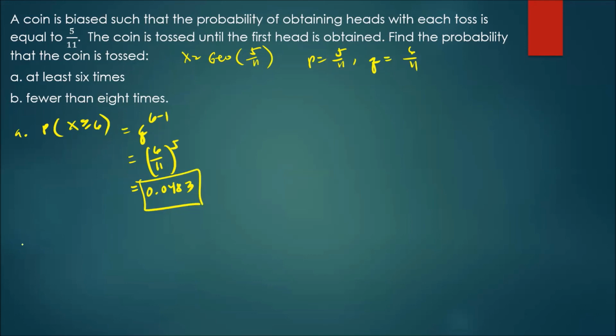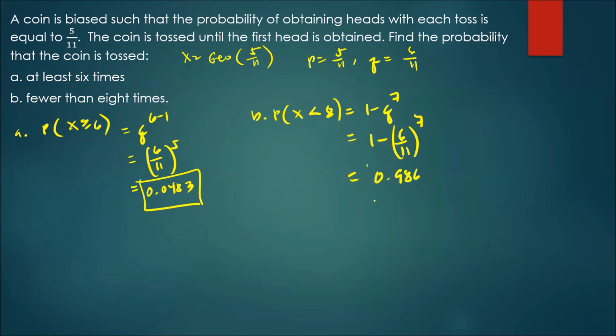Okay, let's go to letter B. Fewer than 8 times. So probability that x is less than 8. That would be equal to 1 minus q raised to 7. Or that is 1 minus 6 by 11 raised to 7, which is equal to 0.986.